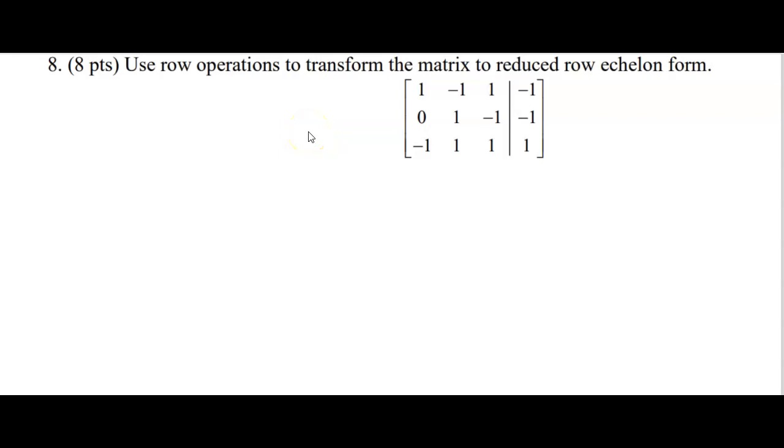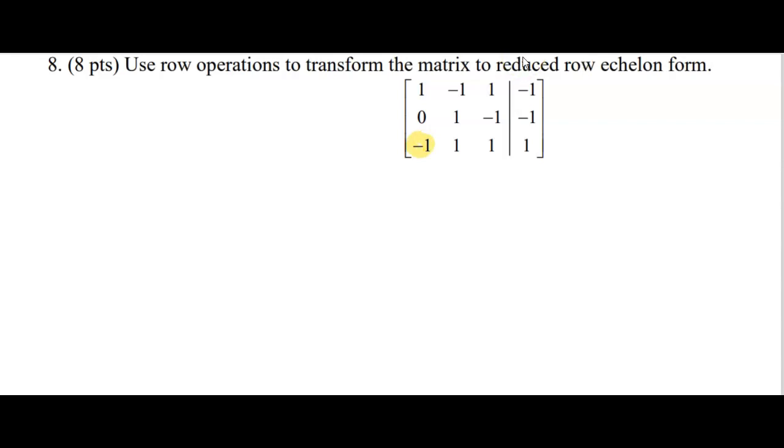Use row operations to transform the matrix to reduced row echelon form. So, reduced row echelon form: the first row needs a leading 1, which we have, and in that column there should be everything else zeros, so we need to get that to be a 0.